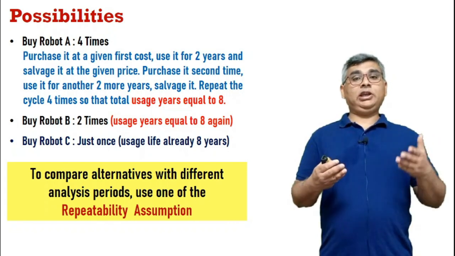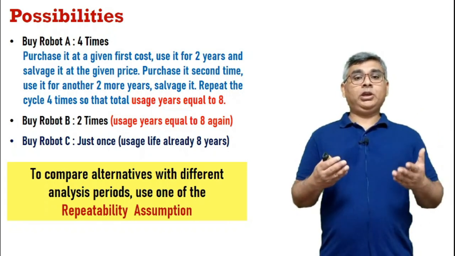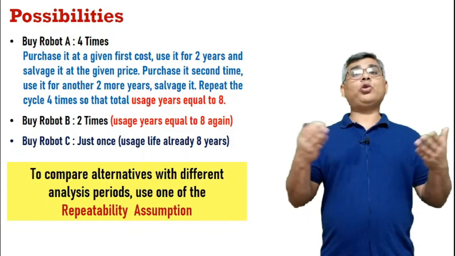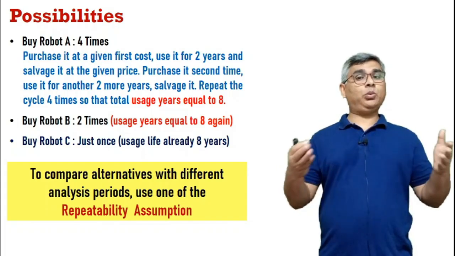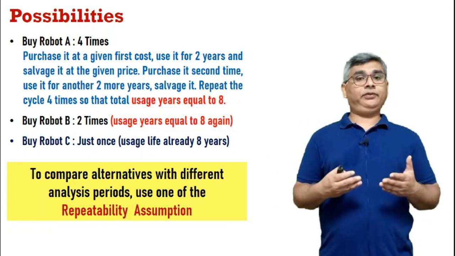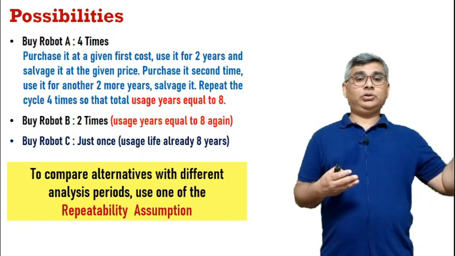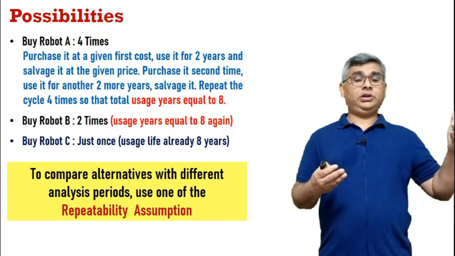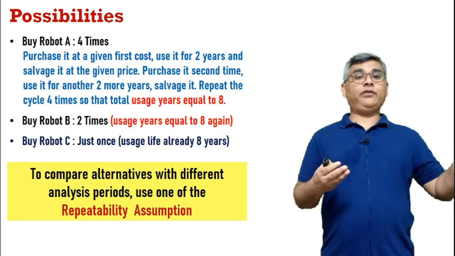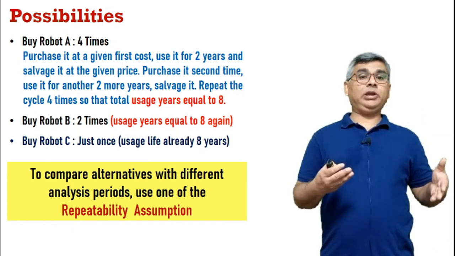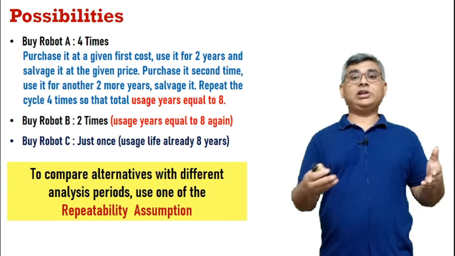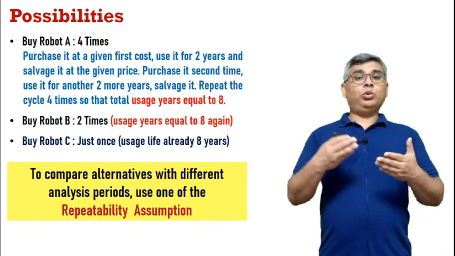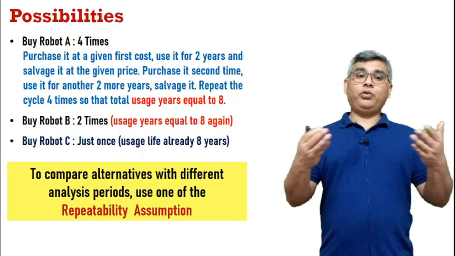If we see the economic life of robo A, it is 2 years. So what we can do is purchase this robo 4 times, so that the study period will be equal to 8 years, which is the LCM of 2, 4 and 8. Of course, this one will be salvaged when the economic life of 2 years is over, and again it will be repurchased at the same point of time, used again for 2 years and salvaged at the end of 4 years. So this cycle we can repeat 4 times.